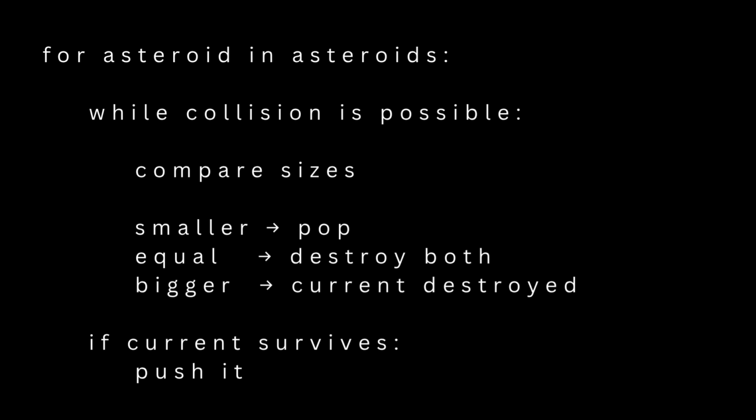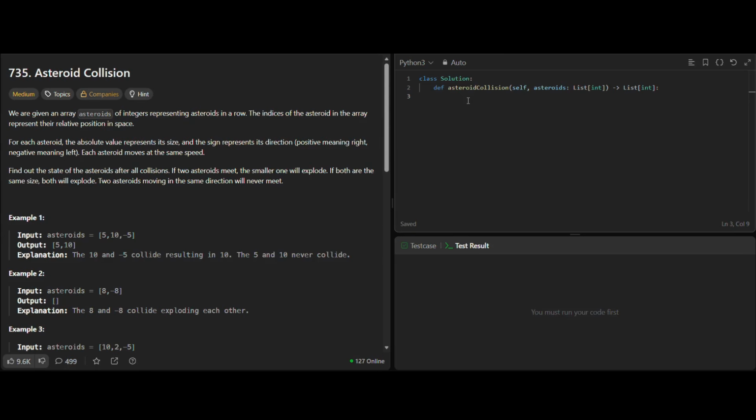So we process each asteroid from left to right. Whenever a collision is possible, we keep resolving it until the current asteroid is destroyed or there are no more asteroids to collide with. If it survives, we push it onto the stack. Now we can start solving the problem.